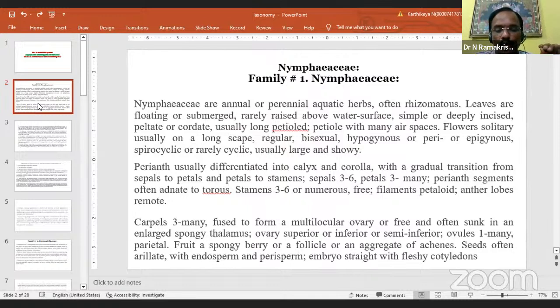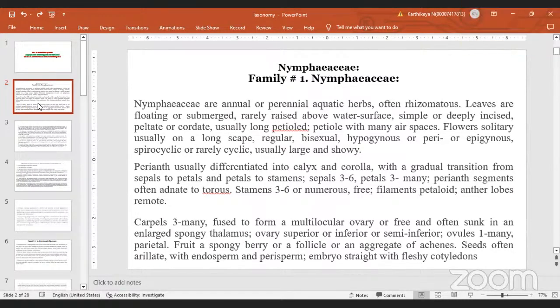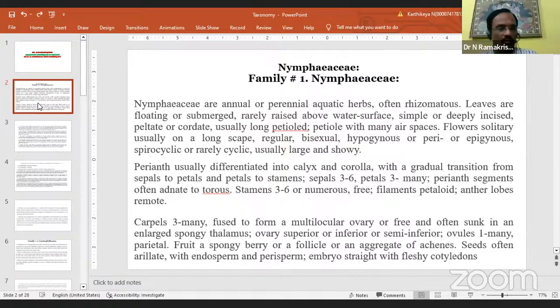There is the pro-meristem, second the primary meristem, and third the secondary meristems. Based on the origin, these meristems are divided into three categories. The first one is the pro-meristem. What is the meaning of pro? Before, in advance.